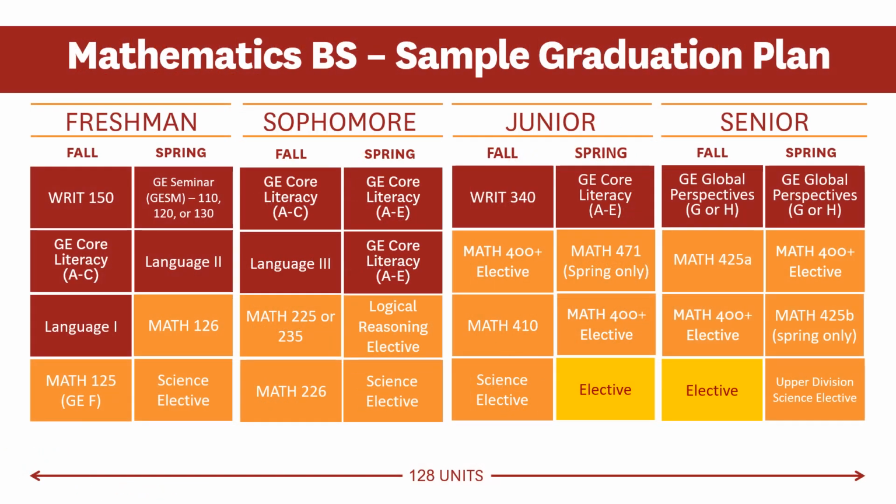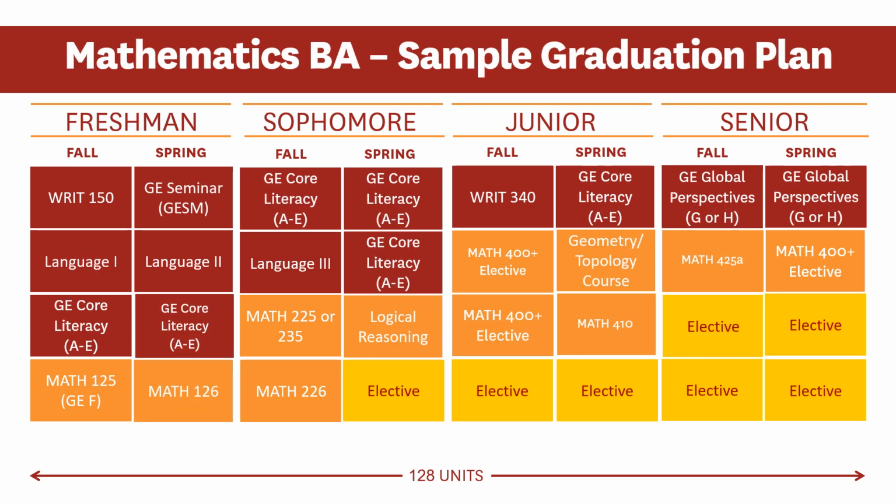On this page, red boxes are USC core requirements, which include writing, GEs, and foreign language. Orange boxes are major requirements. The Math BS sample graduation plan indicates students completing the lower division math requirement in the first 2 years at USC and starting on upper division math in the junior year. Students also take science electives throughout their 4 years. Yellow boxes are free electives, which are classes that students can take just for fun.